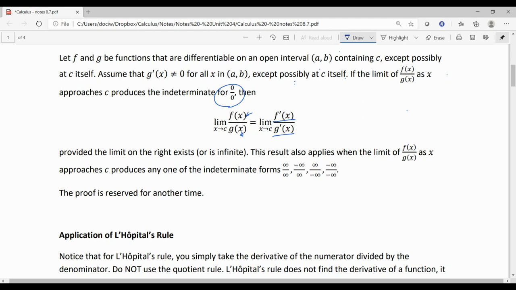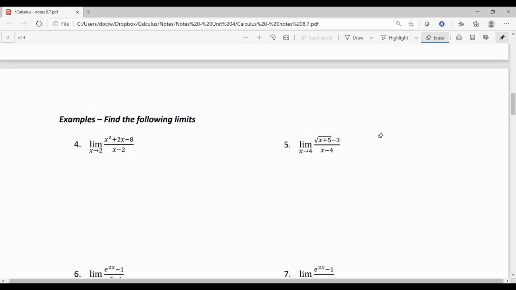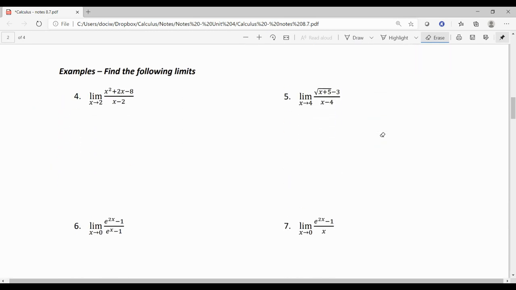This works only when we're approaching 0 over 0 or infinity over infinity, okay? I keep doing that. So let's look at an example here. Let's look at number 4. Now you'll notice example 4 is similar to the number 1 we already did. 5 and 6 are similar to number 2 and 3. Actually, they're not similar, they're the same.